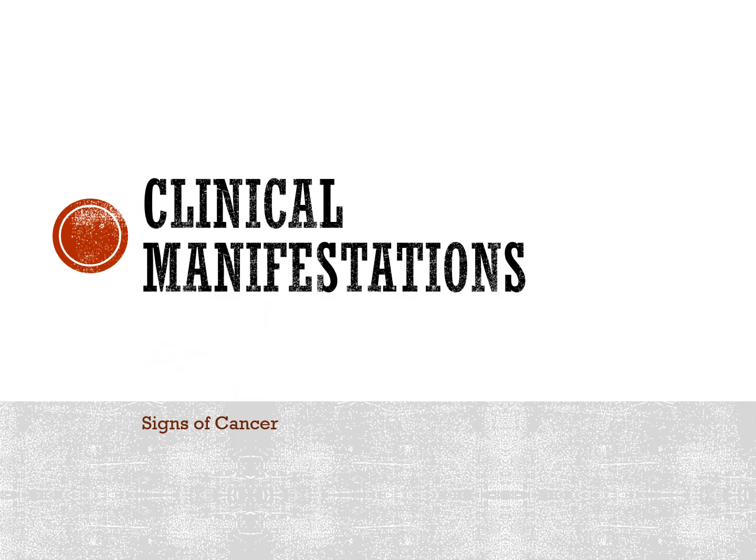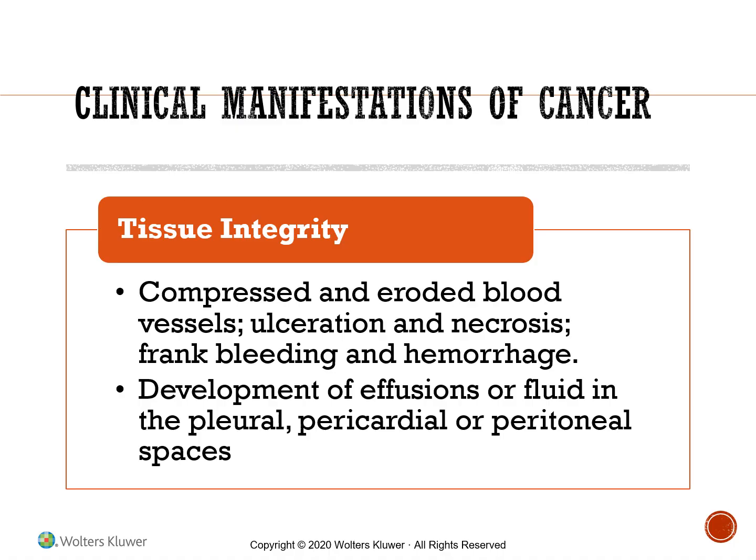So next we're going to talk about some of the clinical manifestations or signs and symptoms of cancer. So the first one we're going to talk about is sort of a local clinical manifestation, which is changes to the tissue integrity surrounding some of these malignant neoplasms. So these neoplasms often compress or press down on blood vessels in the area, or they erode blood vessels. So this can cause things like ulceration and necrosis to surrounding tissue. It can cause bleeding and hemorrhage.